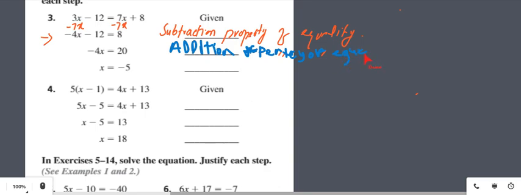Yeah, I know you got it, but can you just tell me what we did in this step? You add 12 to both sides. Then for this one, they divide by -4. So which property did we use? Division property of equality. Okay.